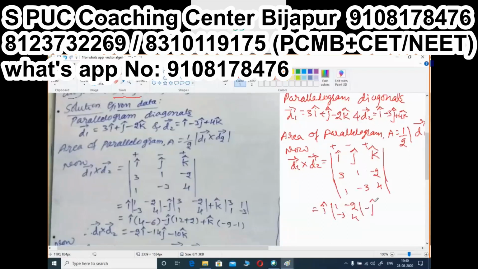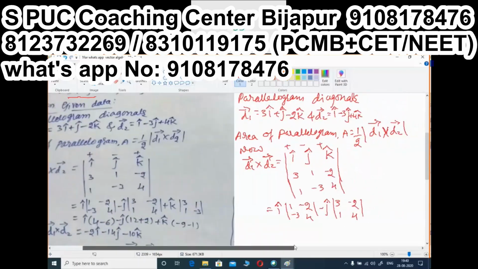Next, minus j cap of. You leave this column, you leave this row, and tell me the remaining elements. 1, 3, minus 2, 1, minus 4, 2, 1, 4. That is all right. Next, plus k cap of 3, 1, 1, minus 3. Absolutely right. So you simplify please and tell me what you are going to get.